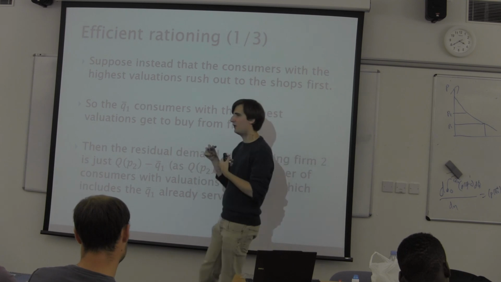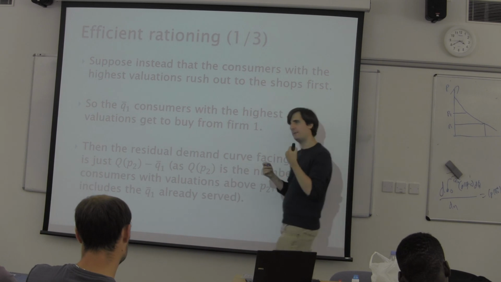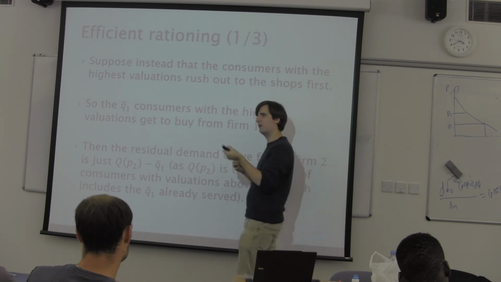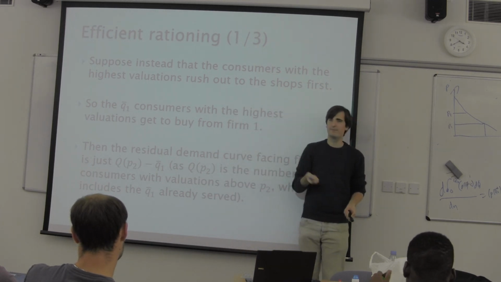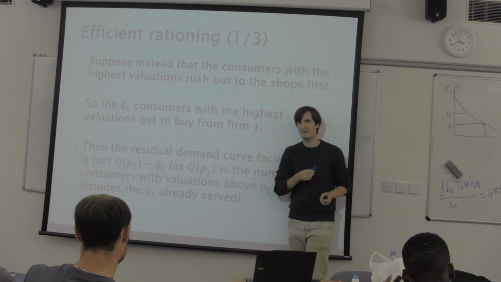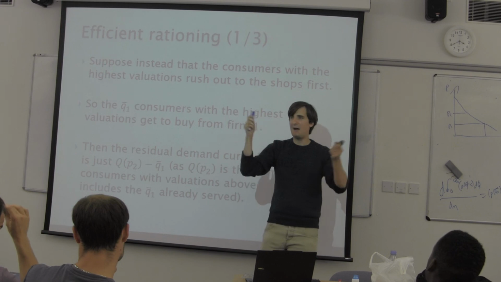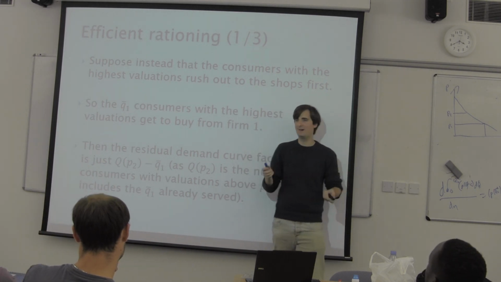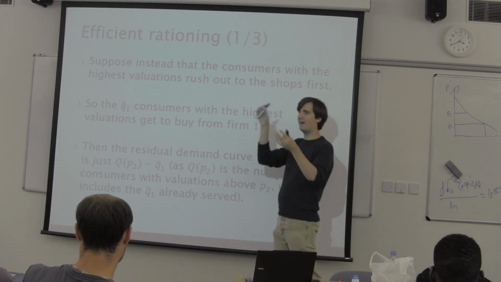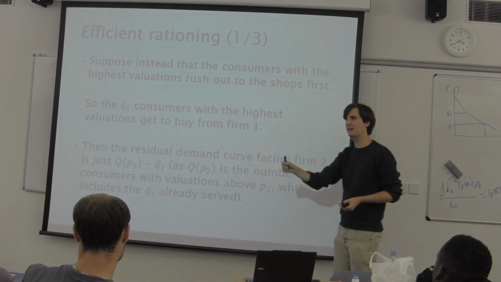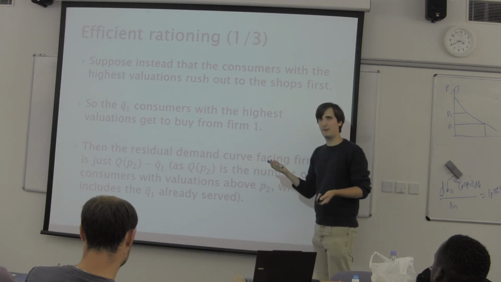So rather than people going to the shops at random times through the day, to get efficient rationing, we have to assume that people who really value the good wake up really early in order to get to the front of the queue. It's like when the new iPhone comes on sale, you always get these queues outside the Apple shop in London. The real Apple fanboys are prepared to camp out overnight in order to buy the new iPhone. So if you really like the good, you're prepared to get to the shop really early in order to avoid being rationed.